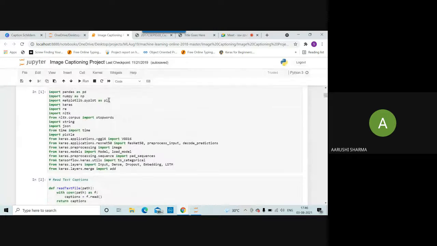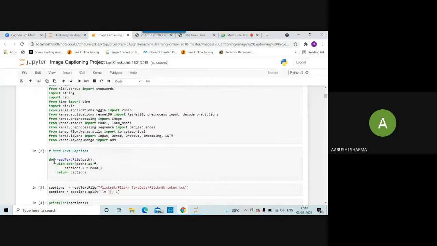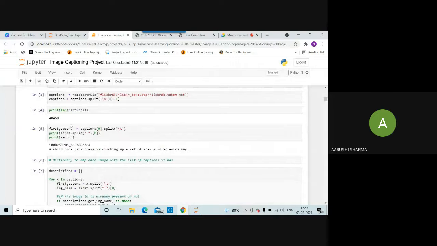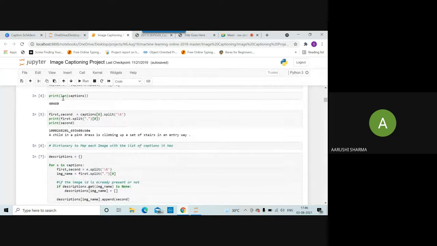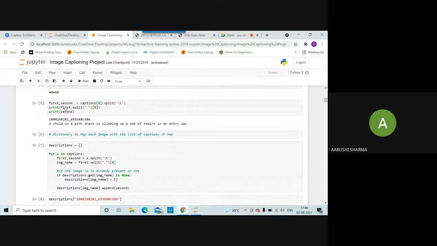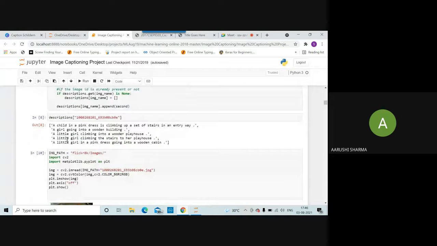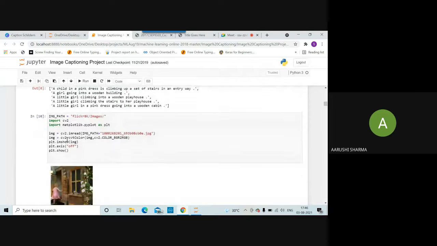So here are all the libraries that we are using in our project. We have imported all these libraries. After that, we come to the data set. We have collected the data set. We have seen how long the captions are, and all of the data set descriptions we have seen here. In our data set, there were 5 captions for each image.